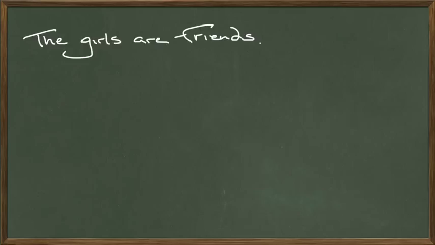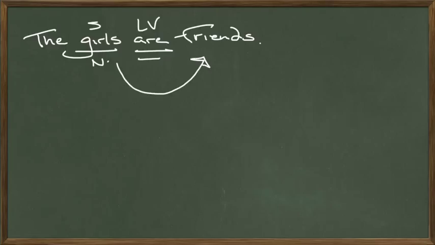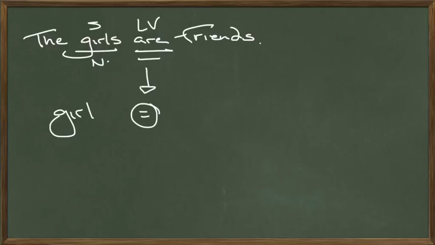So the subject of this sentence is girls. Subject of the sentence, nominative case. The verb is are. It's a linking verb, and it's a linking verb because it's linking this noun, girls, with this noun, friends. If you can replace the verb with an equal sign, chances are high you've got a linking verb. If we could say girls equal friends, and it works, then it's likely a linking verb.